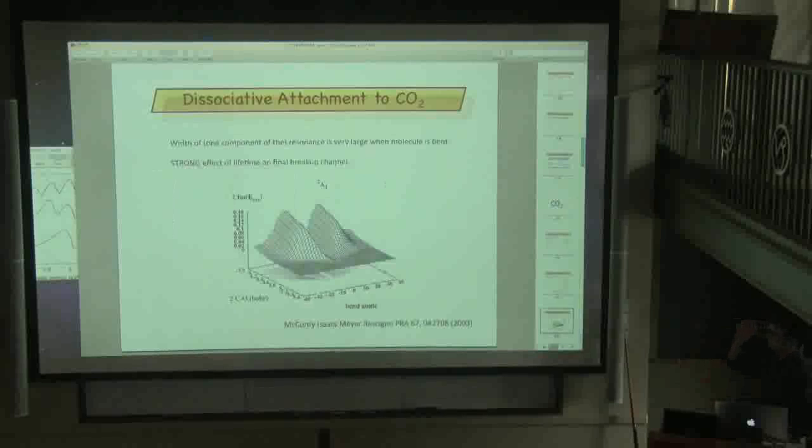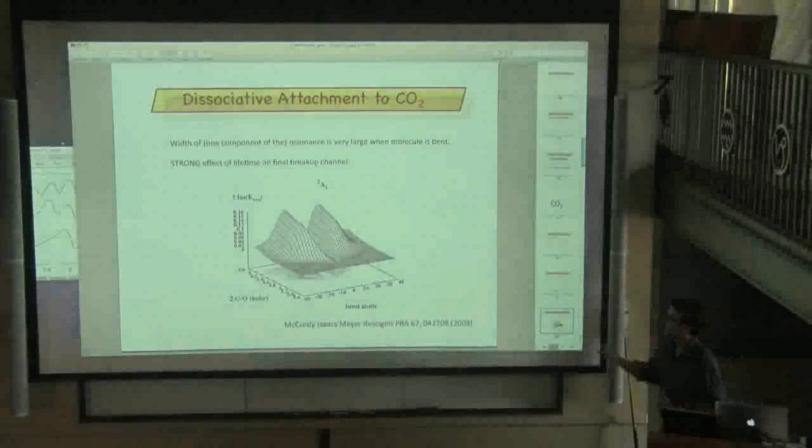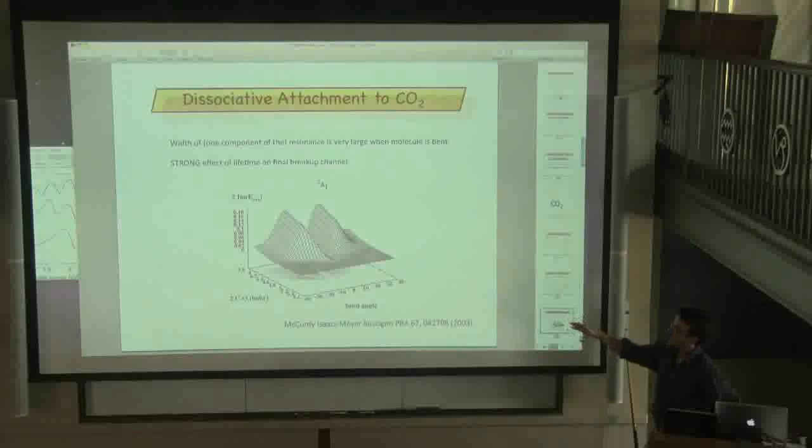And to help explain why this comes about in CO2, here I've plotted the lifetime, essentially, of the state as a function of geometry, of one of the resonance states of CO2. Sorry, this is the imaginary component of the energy. So when that is large, the lifetime is small. This is a function of bend and stretch. The molecule starts at 0 bend angle there.